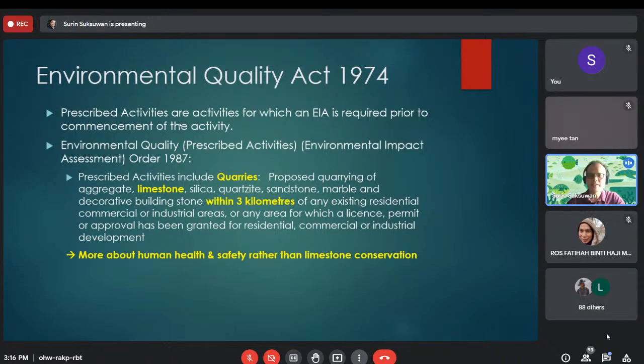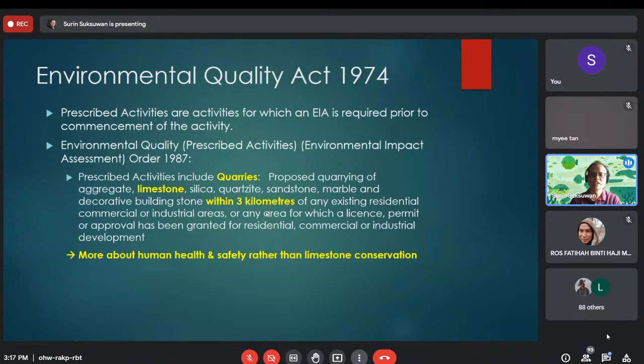So quarries are specifically mentioned as an activity type that requires an EIA, and it mentions here that limestone quarries require an EIA only if the quarry is within 3 kilometers of a residential area. So what does that mean? If you have an isolated limestone hill far away from any residential area or industrial area, then you might not need an EIA for that quarry.